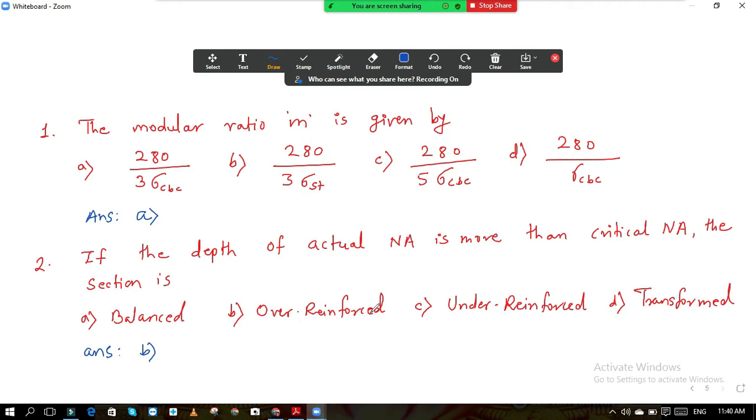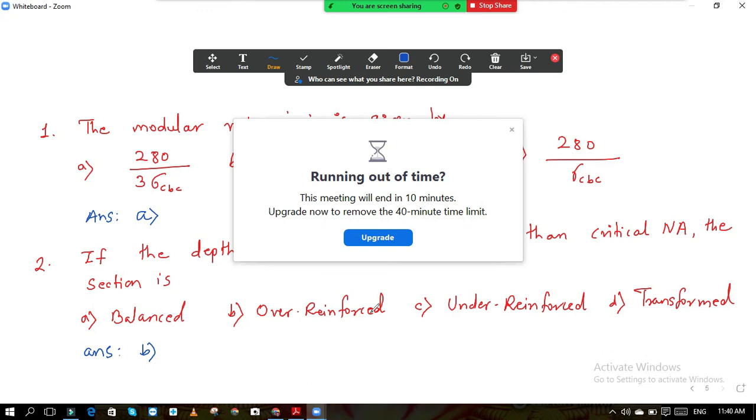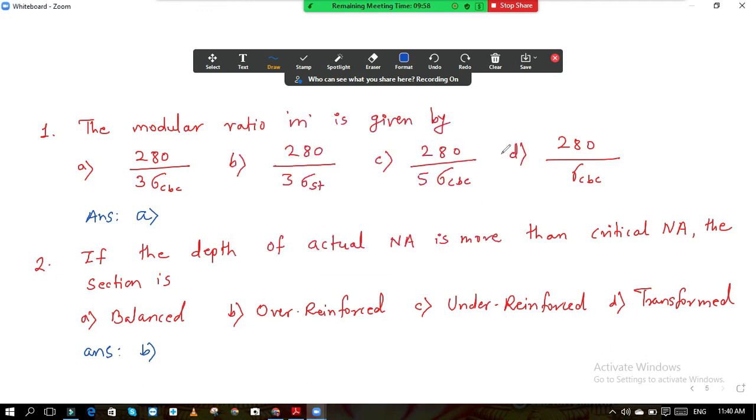Actual neutral axis means XU. Critical neutral axis means XU max. So if your XU is greater, then it is an over reinforced section. If XU is less, we call it under reinforced, and if both are equal, it is a balanced section. Okay, so now the next question.